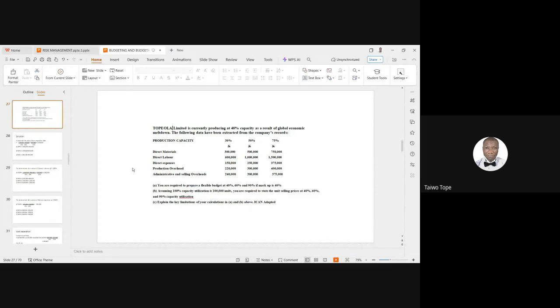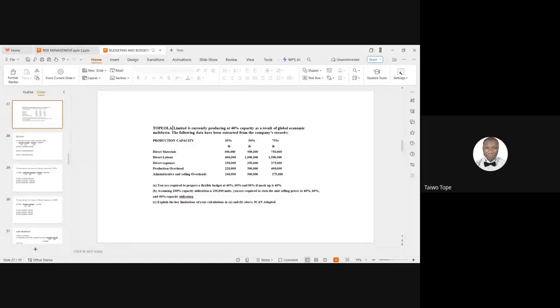So going back to the question, you are required to prepare a flexible budget at 40%, 60%, and 90%, if markup is 40%. My question now is, what is markup? For those of you doing FR, some of you have passed FR here. You are happy. So what is markup?